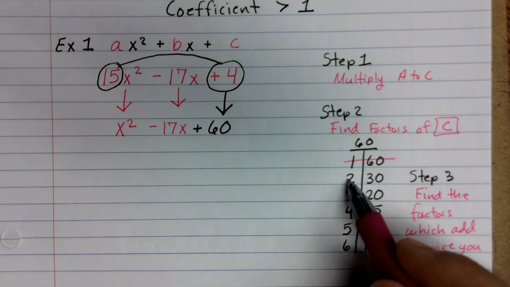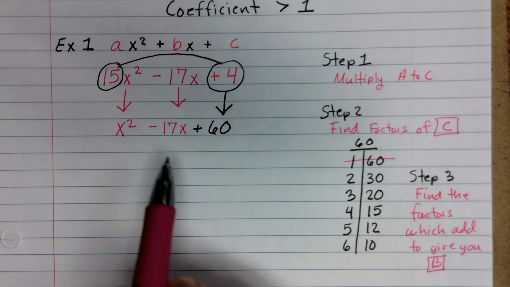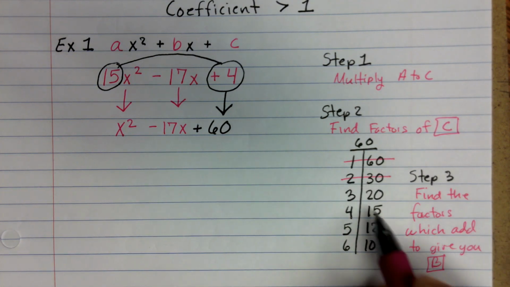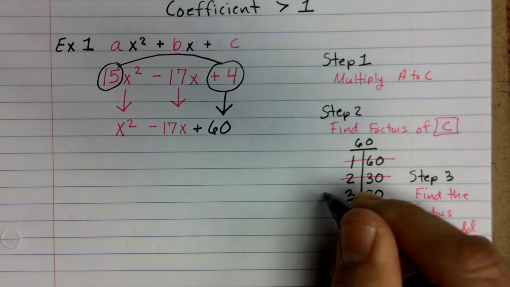And now try this next one. 2 plus 30 is 32. 30 minus 2 is 28. Both of those numbers are too high and don't match 17. So I go to the next one. 3 plus 20 is 23. And 20 minus 3 is 17. So this is a possibility. So I'm going to put a dot by it.